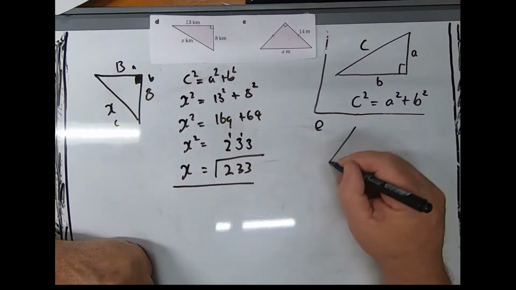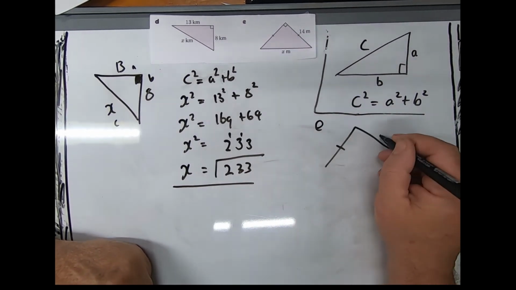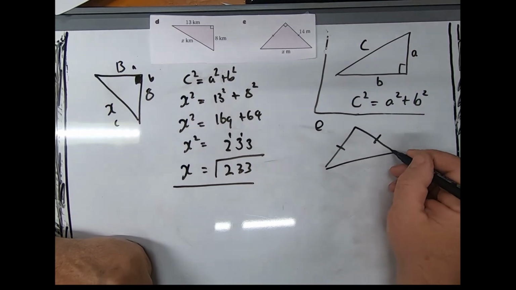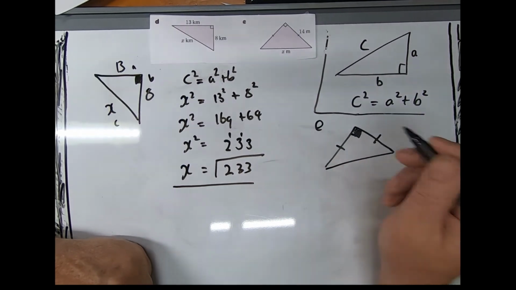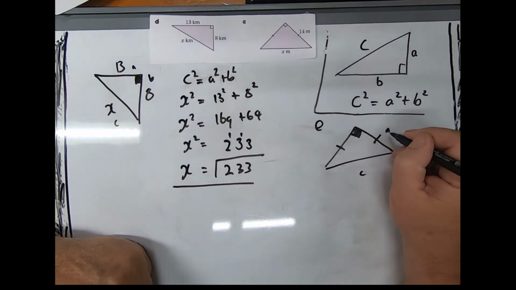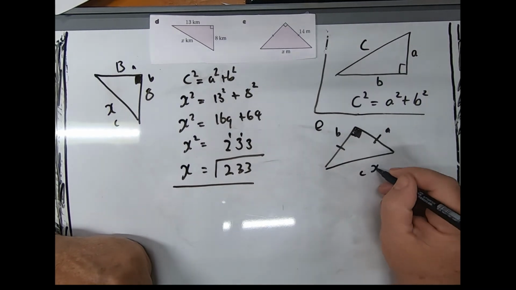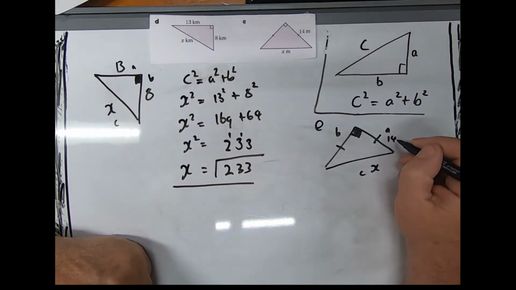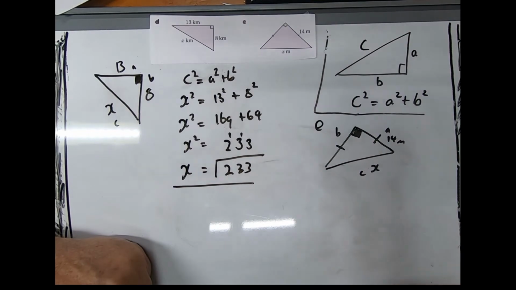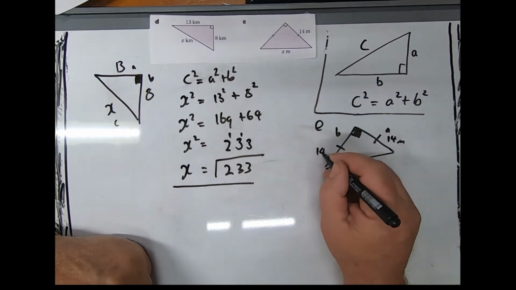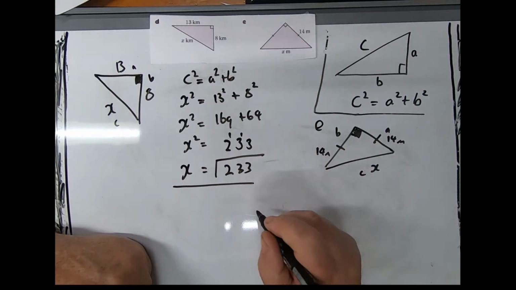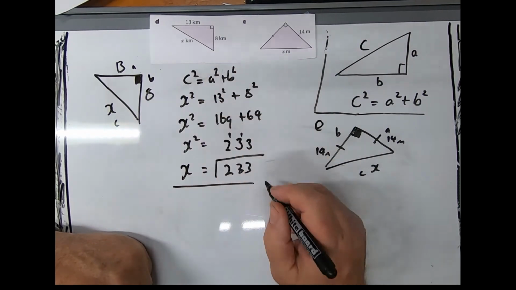Only point of interest with part E is what do these lines mean? There's my right angle, so Pythagoras will apply. I can simply do A, B. Let's put the numbers up. If this is X, this is 14. Hopefully everybody remembers that this is also 14. Just before I forget, kilometres.